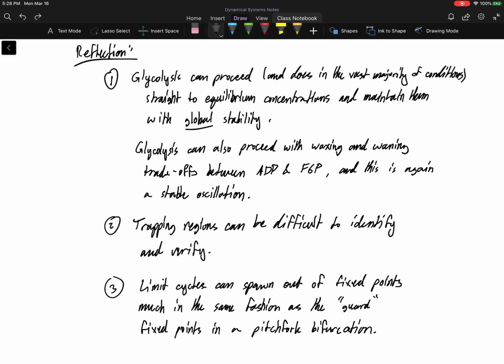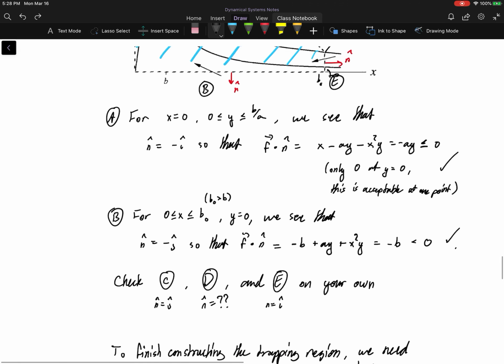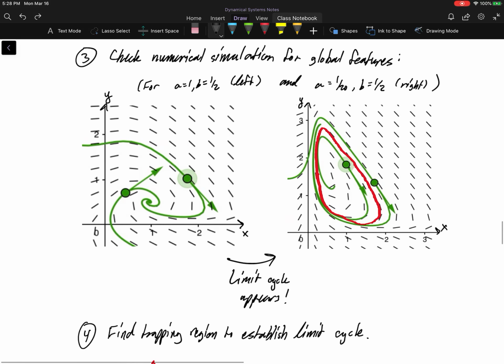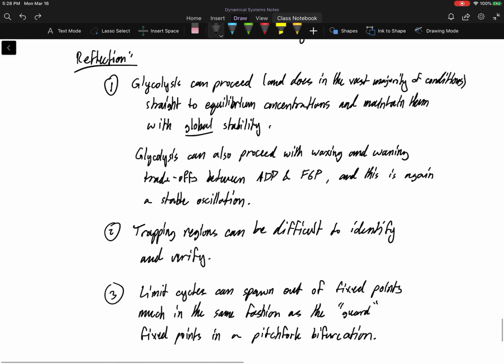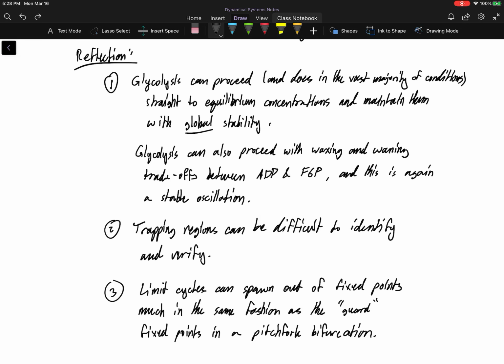Number 2, trapping regions can be rather difficult to identify and verify. So it's actually not a bad idea to be sitting there with your computer running simulations to give yourself an idea of what these limit cycles look like, so that you can better understand how to construct a trapping region, right? It's not cheating here, right? You're trying to figure out, when do I have a limit cycle? And I think it's totally within reason to bring the computer into play. Right? This is not trivial in general.